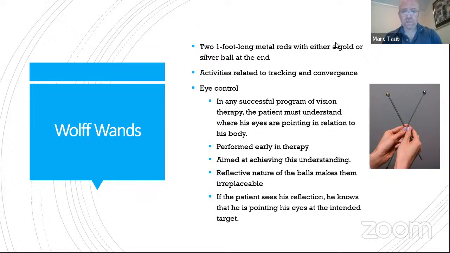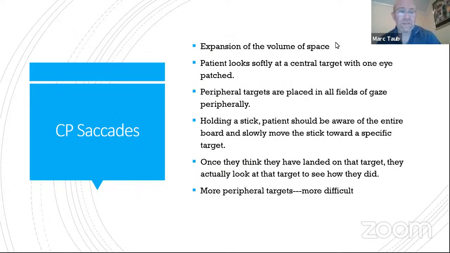So the next activity is called CP saccades, or central peripheral saccades. The activity is aimed at the expansion of the volume of space. So imagine you have a broomstick without the broom end on it, and you're holding it like a sword with two hands. And in front of you, you have a central target.